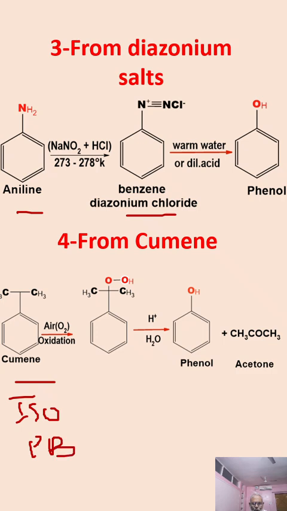This is the isopropyl group attached to benzene, and when this undergoes oxidation with air, we get benzene hydroperoxide. Very important, I forgot to write this: benzene hydroperoxide. And when this undergoes hydrolysis, we get phenol and acetone. You can see.